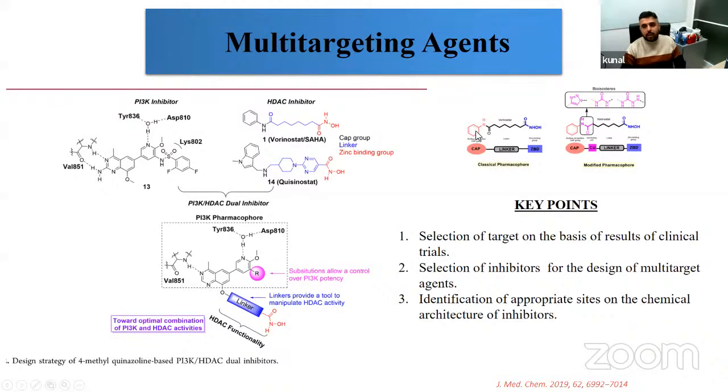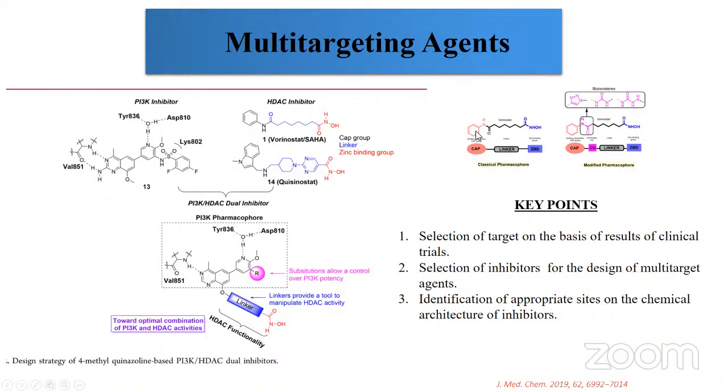The best thing about this is that the concept of multi-targeting agents and dual inhibitors was out and out rejected around two decades back, because they thought these kinds of inhibitors are very promiscuous, and since they can interact with so many targets, toxicity is an issue. But now this concept has been accepted with open arms, and every medicinal chemist is working on multi-targeting agents. So if someone is interested in knowing about multi-targeting agents and learning how to design one, they can be in touch with me. I'll be more than happy to help.